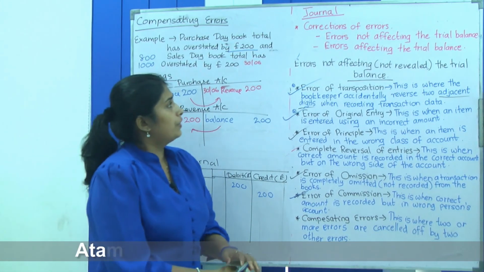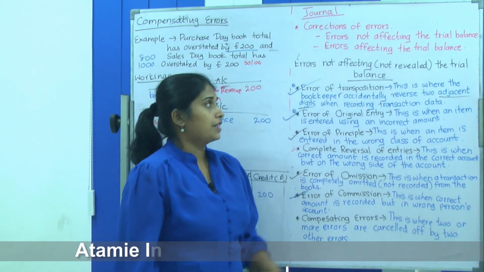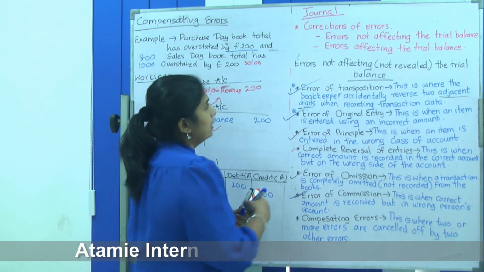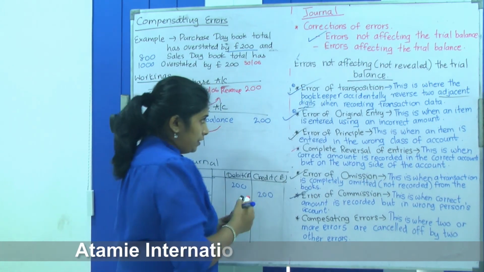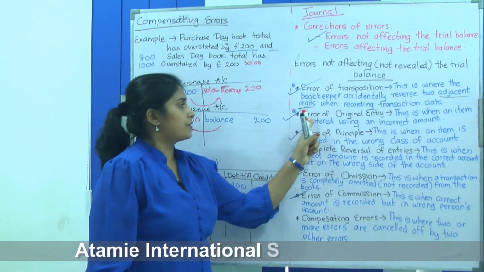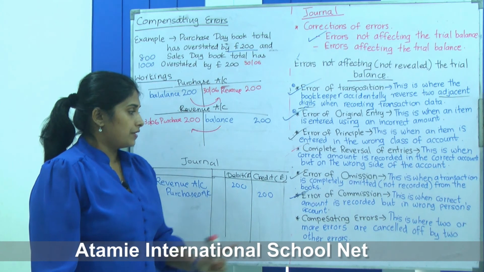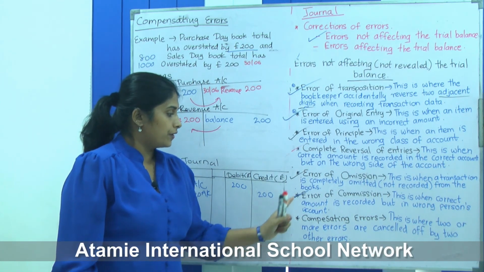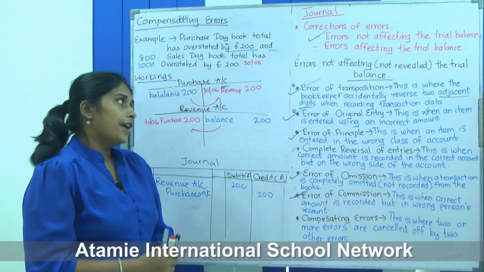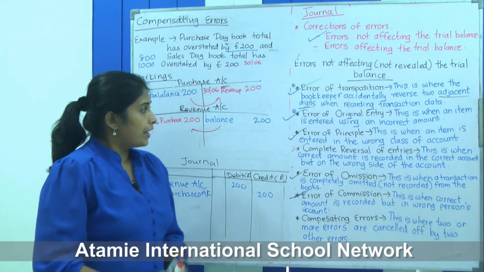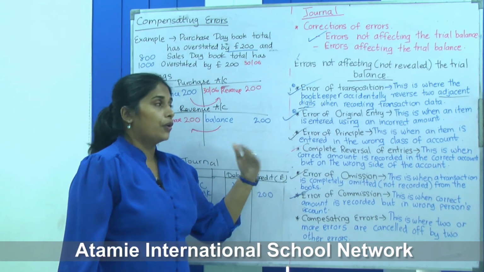So in this video we learned the errors not affecting the trial balance. We finished all errors. There were 7 errors: errors of transposition, errors of original entry, errors of principle, complete reversal of entries, error of omission, error of commission and compensating errors. I hope that you understood all the errors and how to correct them.